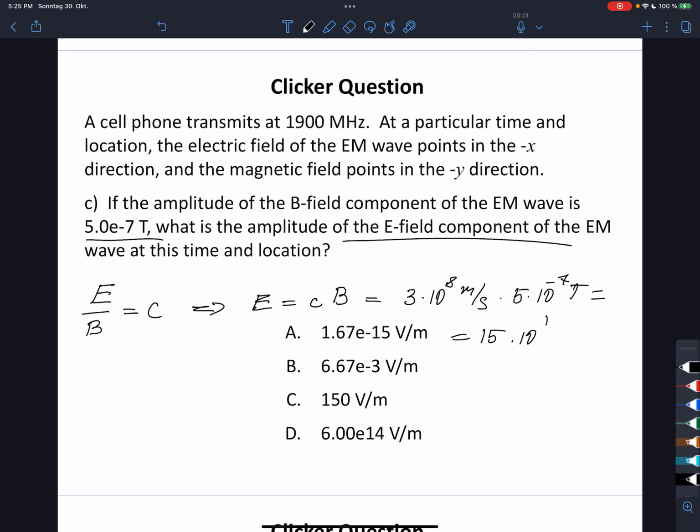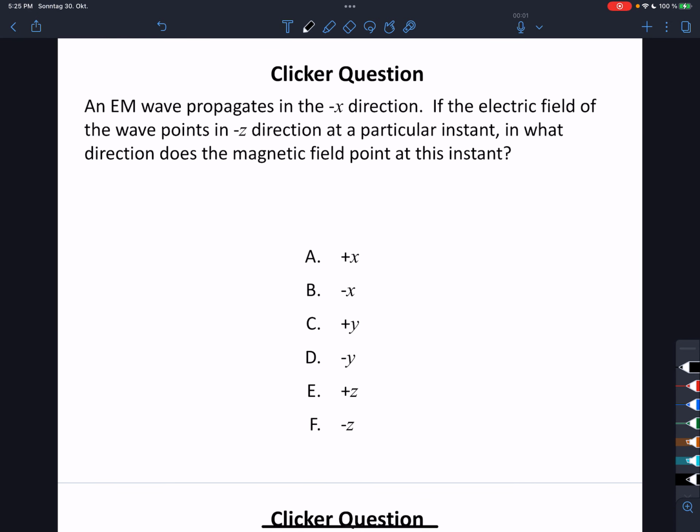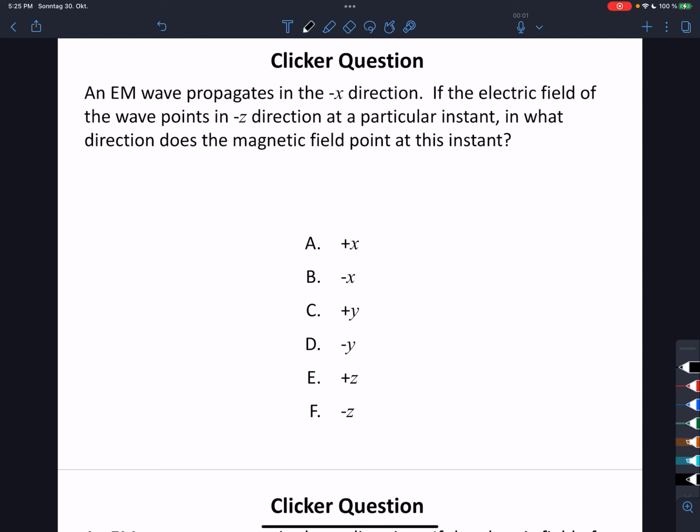And we know that at the end of the day, we'll obtain volts divided by meter. These are the units of the electric field here. So I'll just simplify this. It will be 150 volts divided by meter. Okay, very good. So now I have the question for you over here. Please pause the video and solve this question.